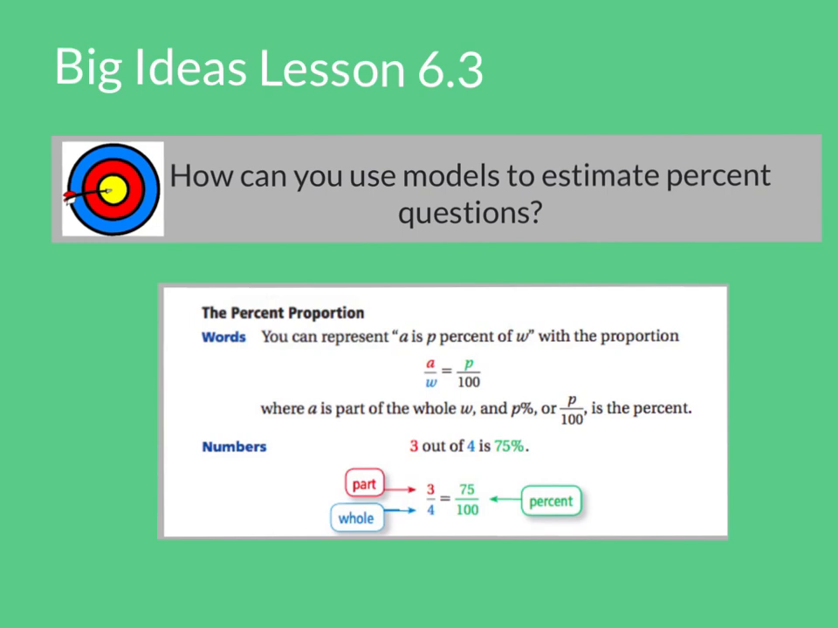You can represent A is P percent of W with the proportion A is to W equal to P is to 100, where A is part of the whole W and P percent, or P over 100, is the percent. In numbers, we can see it as 3 to 4, so part to whole, is equal to 75 over 100, or 75%.